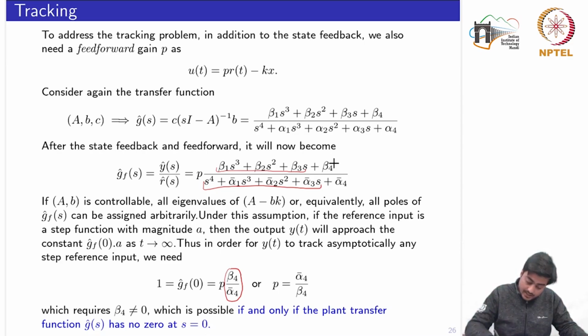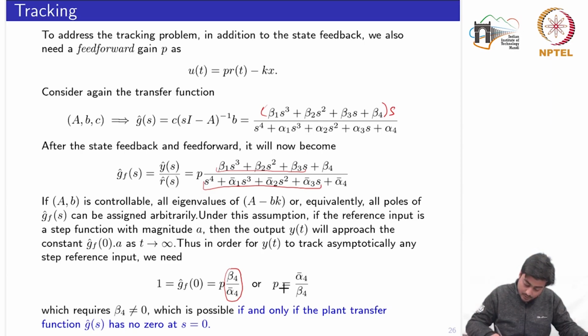Right? Because if there is a zero available at the origin, then we know that the numerator cannot be changed. The roots of the numerator polynomial cannot be changed. So this s would stay as it is. If this s stays as it is, then the DC value would definitely be 0. Now in that case we cannot track any reference signal because the response would always be 0, since the denominator is always a stable Hurwitz polynomial.